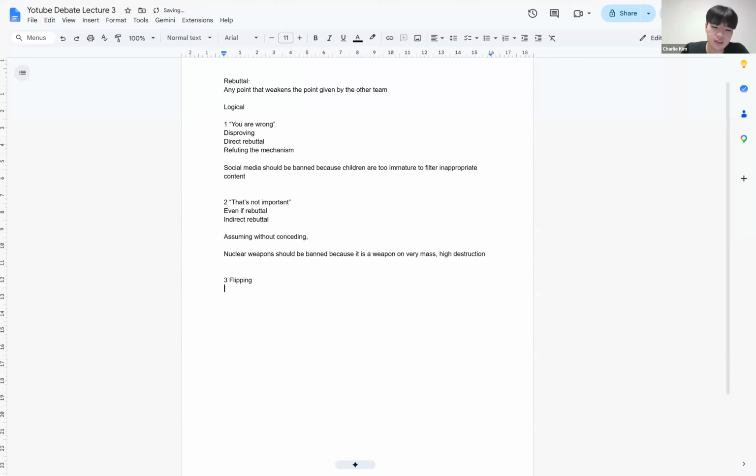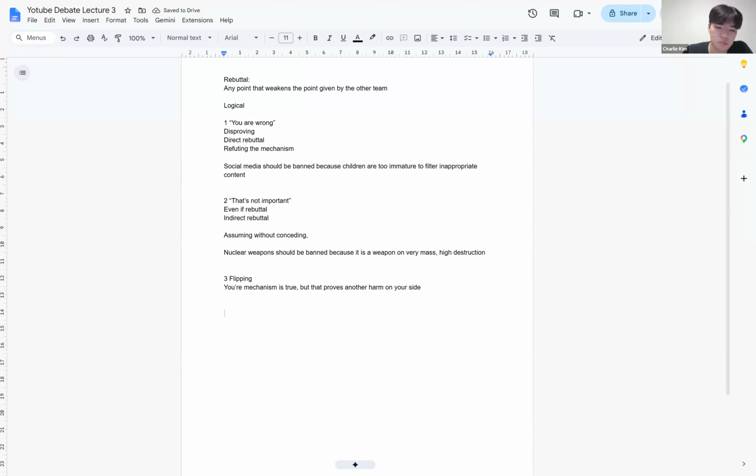So the first thing that you do is, your mechanism is true, but that proves another harm on your side. So your mechanism is true. Because that is true, that actually proves that your side is bad. For example, let's try and take an example. Your mechanism is true, but that proves another harm on your side.